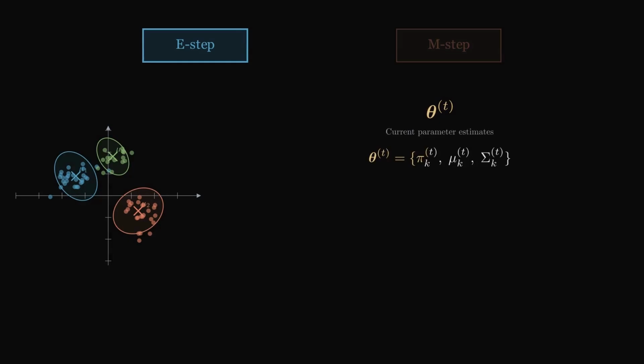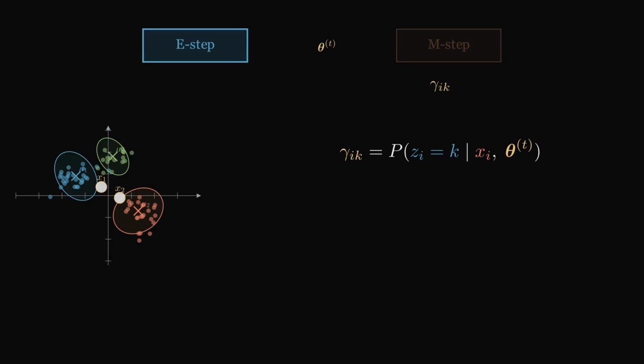The algorithm iterates in two steps. First, the E step, or expectation step: using the current values of the parameters, theta superscript t, we calculate for each point x sub i and each component k the posterior probability that x sub i belongs to component k. This quantity is called gamma ik. It represents the responsibility that component k has for point x sub i. We write this as gamma ik equals P of c sub i equals k, given x sub i and theta superscript t.